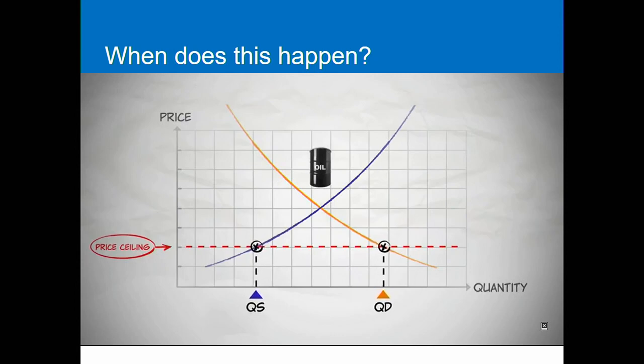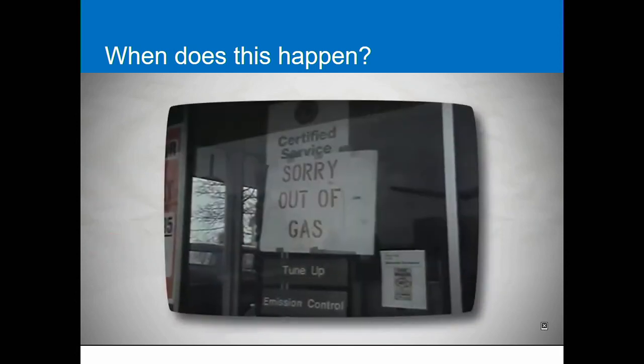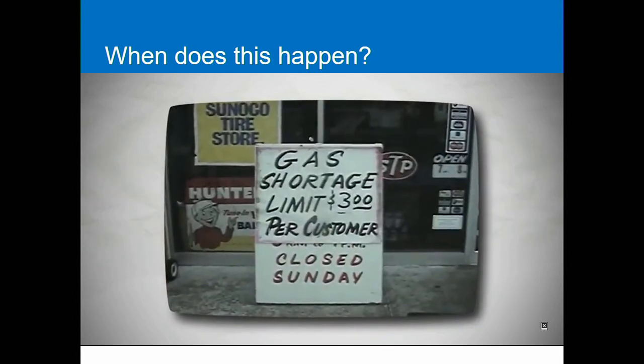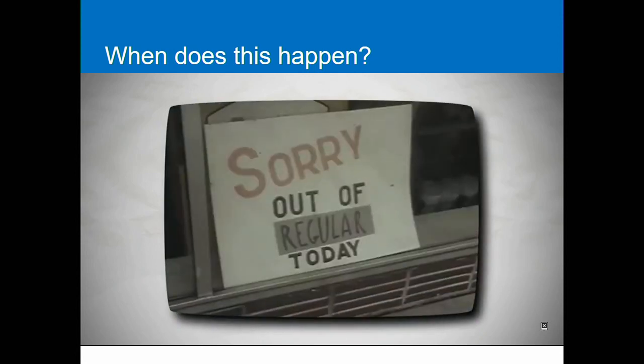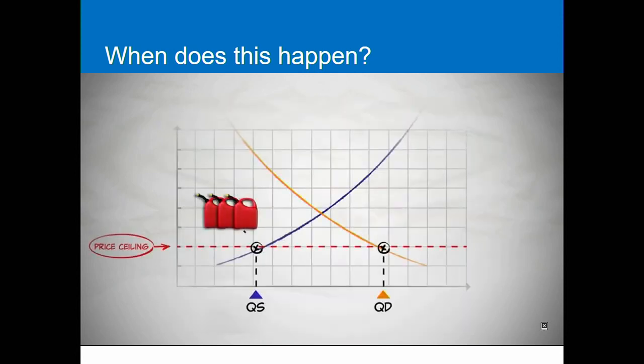With a price ceiling, buyers are unable to signal their increased demand by bidding prices up, and suppliers in turn have no incentive to increase the quantity supplied because they can't raise the price. The result is a shortage. The quantity demanded exceeds the quantity supplied. For example, in the 1970s, price ceilings on gasoline meant that it was common to have no gas at the gas station. However, the story doesn't end there.